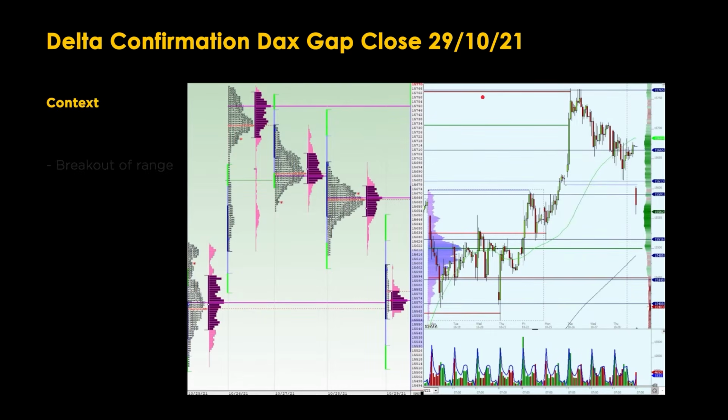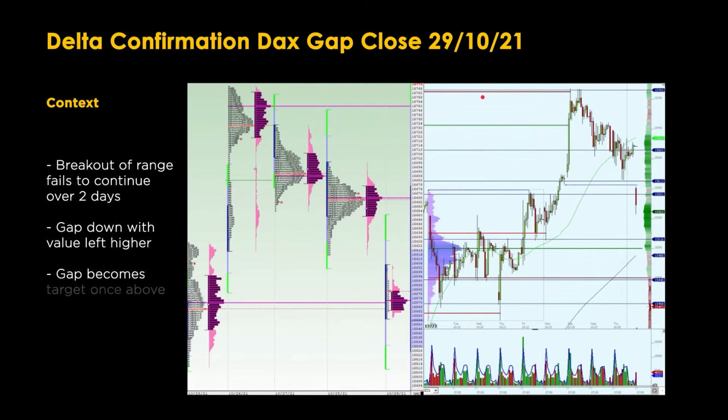Right, next up, what we're going to look at is a delta confirmation. This is another one in the DAX off the open. Now, this is to play for a gap close. So what we're looking at here, and to give you a bit of context, this is the initial balance. So it's 7 to 8 o'clock. I can do another YouTube on initial balances and why you use certain times on them. But initial balance, 7 to 8 o'clock UK time for European equities. So it gives you the first hour before the cash open.